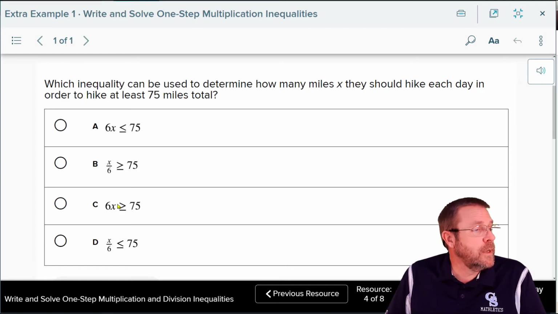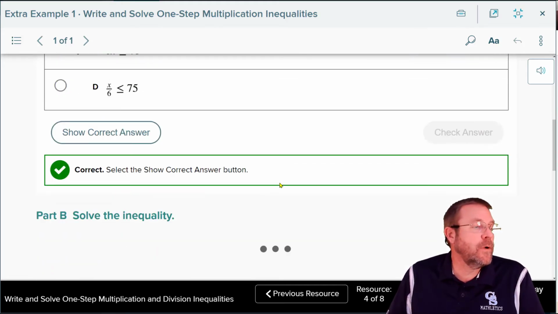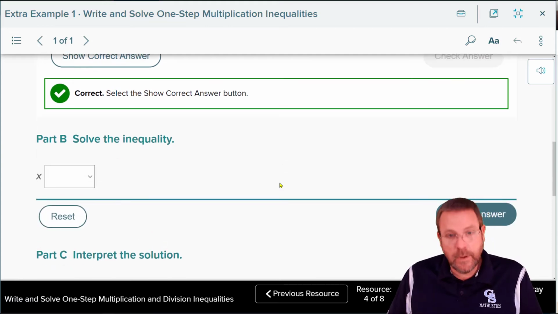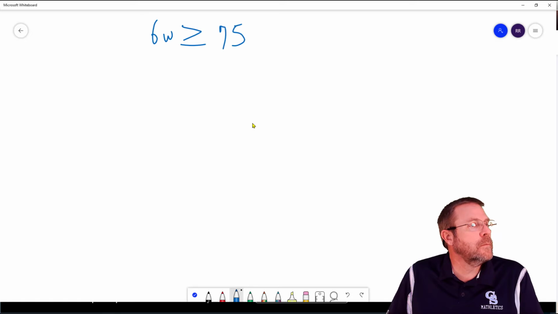This is division, not going to work, but check out this one right here. 6 times, 6 days times the number of miles each day, is greater than or equal to 75 miles. That is indeed going to be our answer. From here, now we're going to have to solve it. So I've written my problem over here.